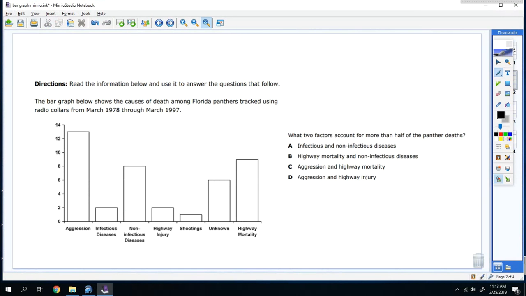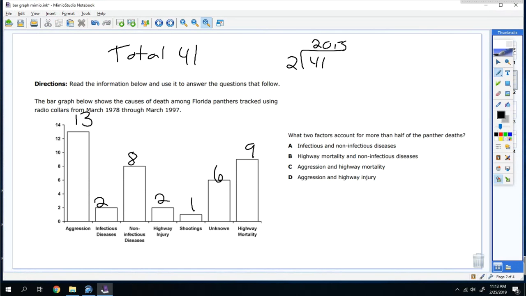All right, so I'm going to figure out the number for each bar. So it'd be 13, 2, 8, 2, 1, 6, 9. And you add it up, and you get about a total of 41, I believe, or about 40. So I'm going to find half of 41, which would be 20.5. So half would be 20.5, and I want more than half. So I got to figure which one's more than half.